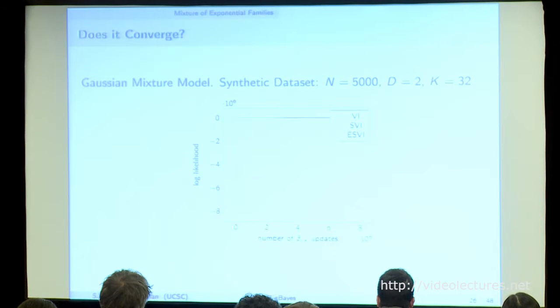So first of all the question is, okay, does this converge? Instead of doing this stochastic version, if you do this extreme stochastic version, does it converge? And the answer is yes, pretty much it converges. You can't even see the difference between variational inference, stochastic variational inference, and extreme stochastic variational inference, because they are pretty much converging at the same rate. Okay, this is on a small data set.